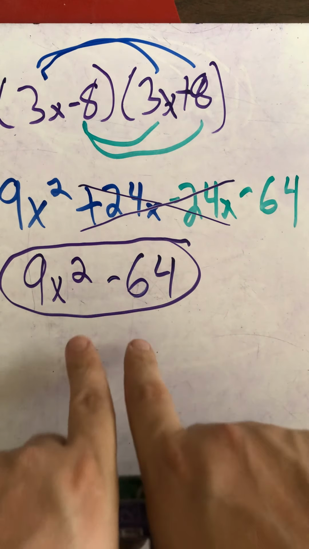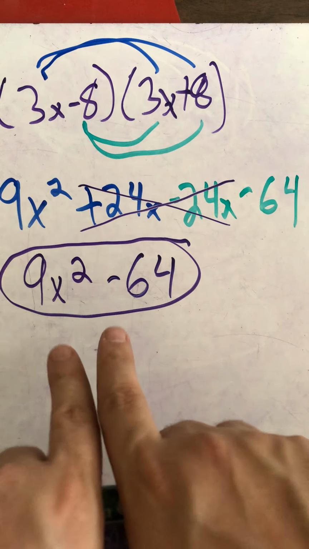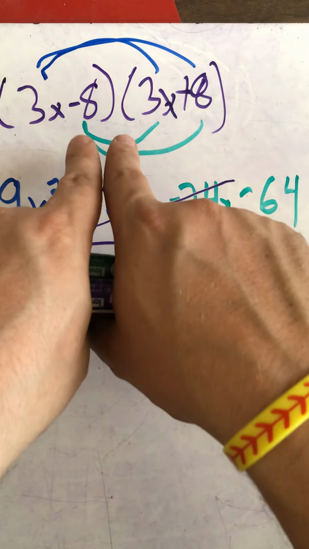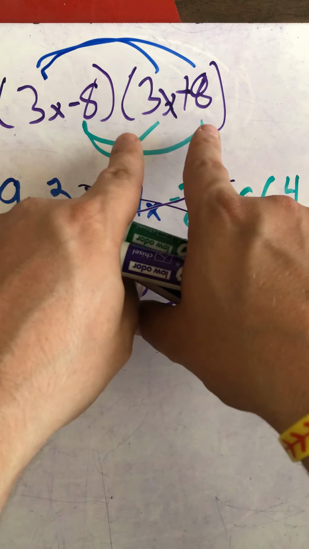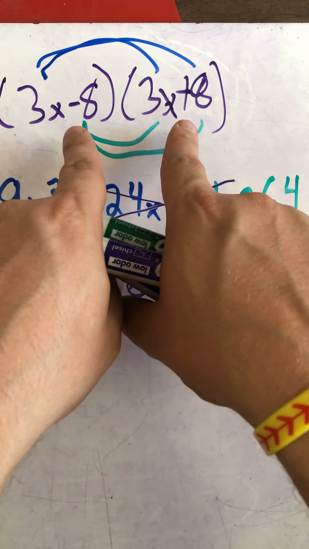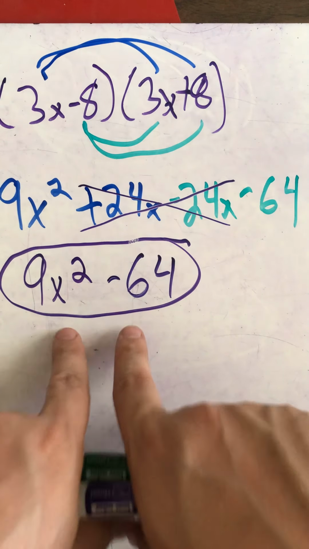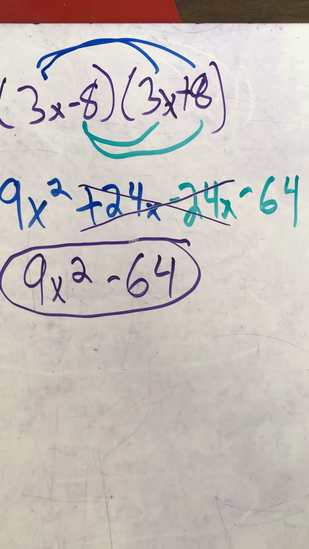These are really nice. This is a really important pattern for you guys to remember. Okay? So, first term's the same, last term's the same. Only difference is the part in the middle. When you distribute, the middle part will cancel out. Bam, you're just left with 2 terms. Okay.